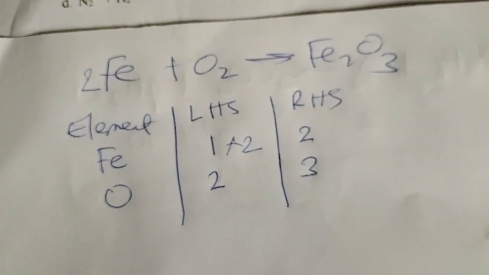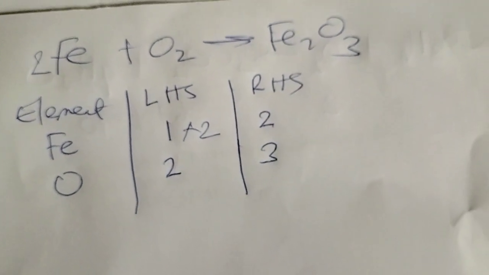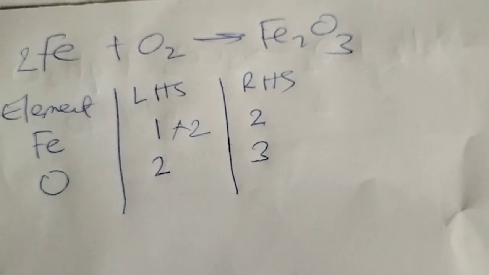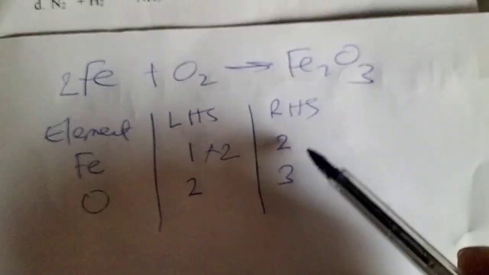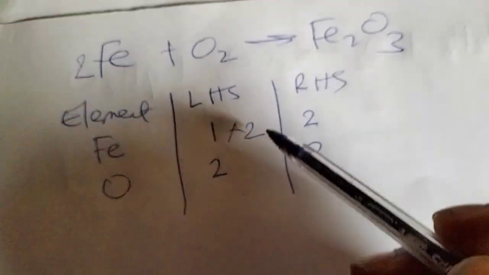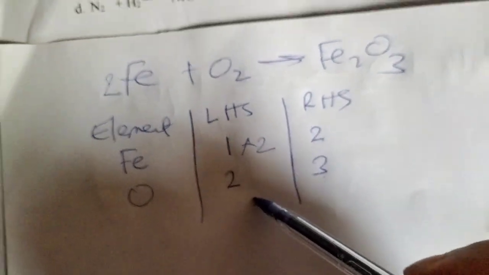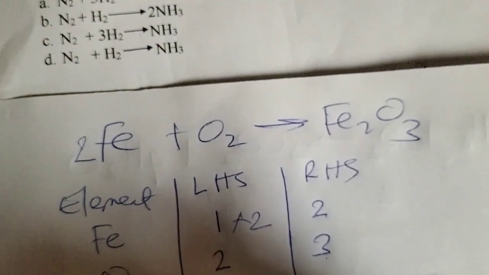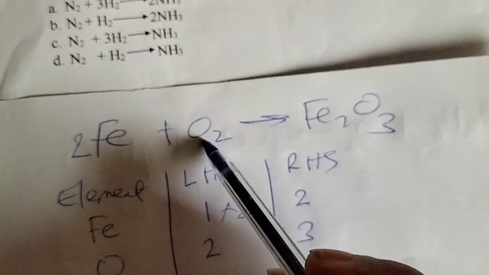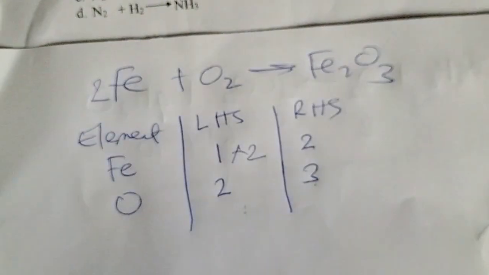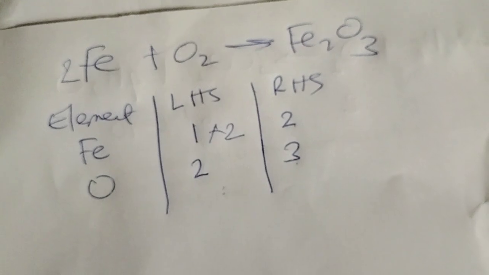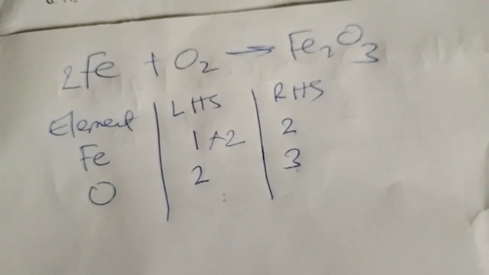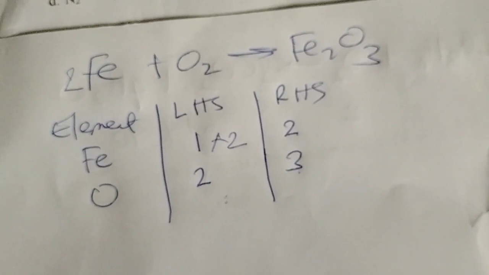When we are done with that, we have to contemplate what to do with oxygen. If you look at oxygen, we have 3 atoms here and 2 there. And oxygen is on its own, so whatever number we put in front of it will only affect oxygen. It's then that we apply fraction. You apply fraction when you have one element remaining and that element is on its own. So whatever number you put on it will only affect it.